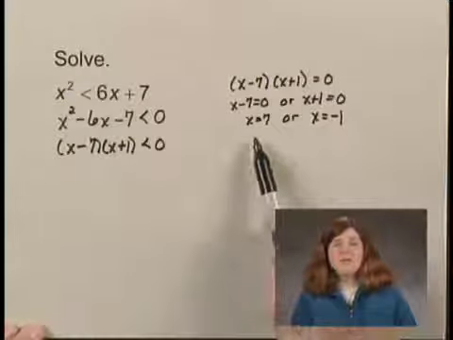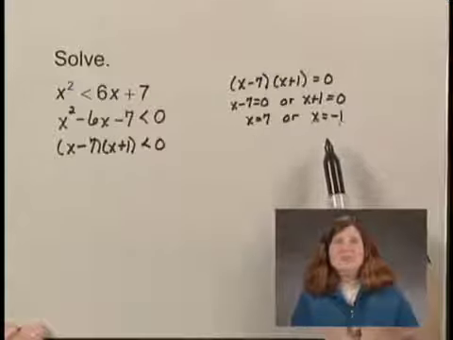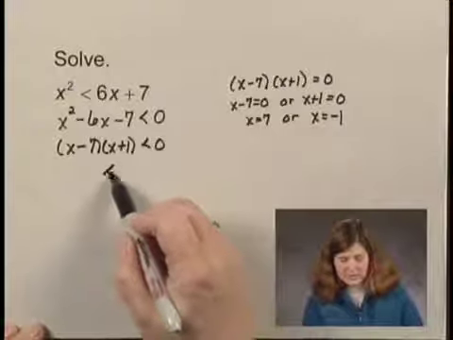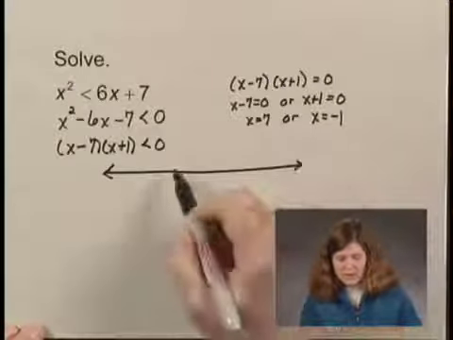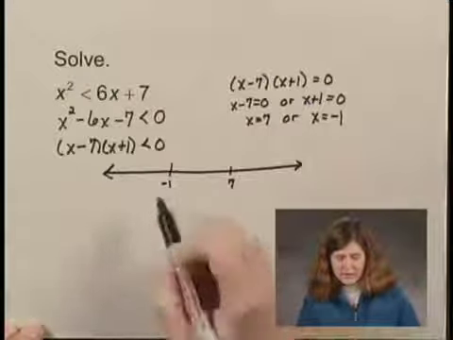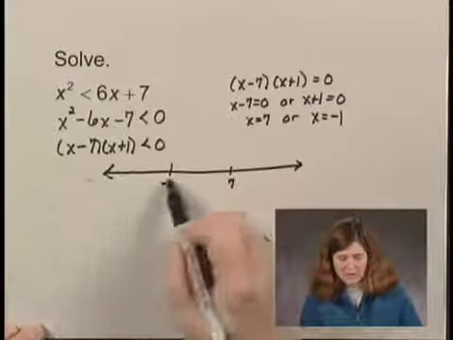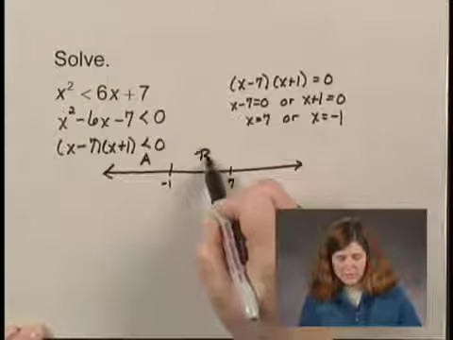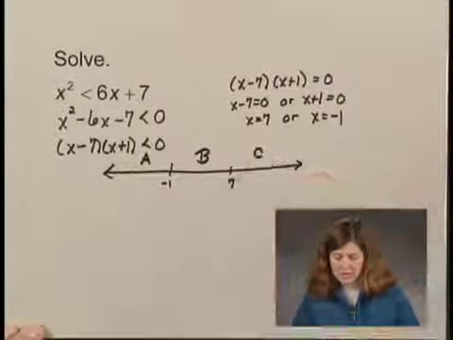Now I can think of 7 and negative 1 as dividing the number line into 3 intervals. And I'm going to just sketch a number line and label some points on it, negative 1 and 7. And the intervals would be negative infinity up to negative 1. That would be interval A. I'll label the next one interval B, and the next one interval C.